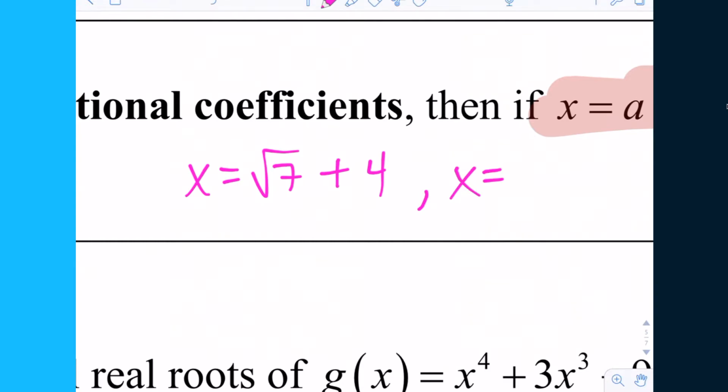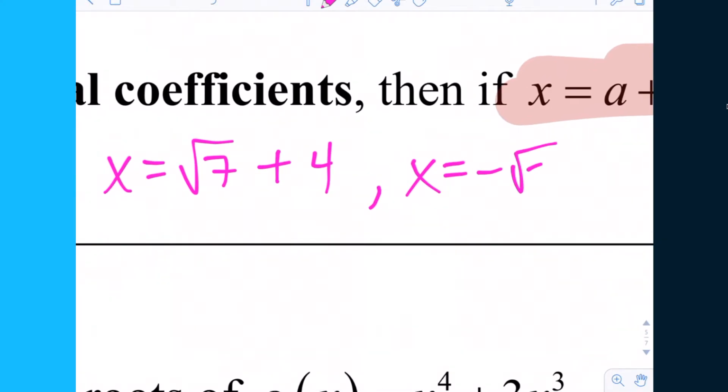What'd you say? Very good. You did not say the square root of 7 minus 4. Good, good. Can't get you on a Friday. It's negative square root of 7 plus 4 is also the root.